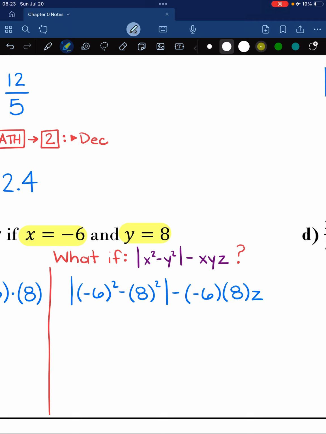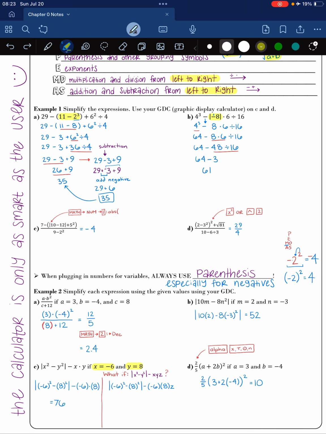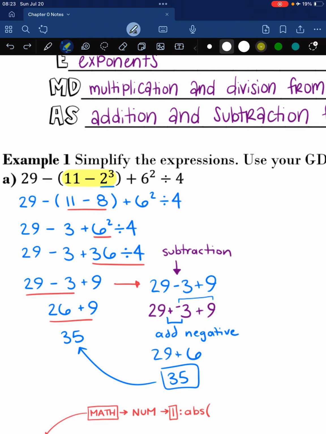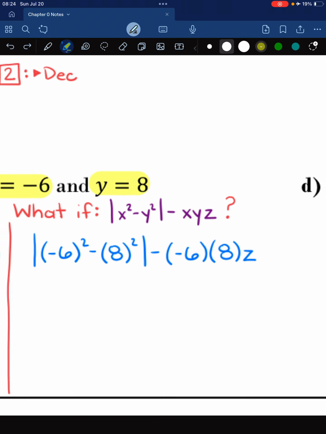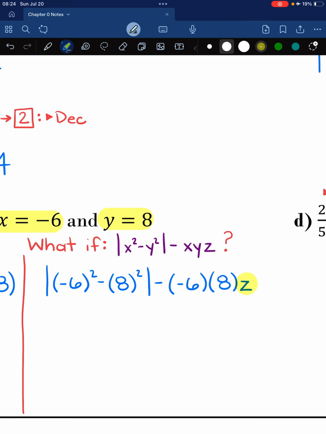Okay, so I plug all of those in with parentheses. I'm super careful. I just don't have anything to plug in for this z, so I'm going to leave it. But this is why it is so important that we practice solving some of these order of operations by hand, because we cannot type in variables like this into the calculator.